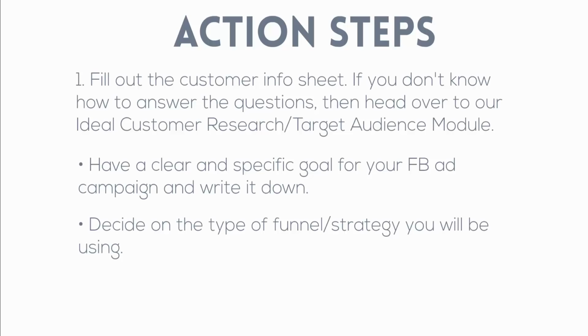If you don't have any idea, just write a figure. Let's say 10 emails. I want to get 10 emails from my ad. And out of those 10 emails, I want to be able to get one sale. Or you can do 50 emails, and then out of 50 emails, you can get one sale from those 50 emails. And then decide on the type of funnel strategy you'll be using. So again, this is referring back to the images I talked about in the previous slides.